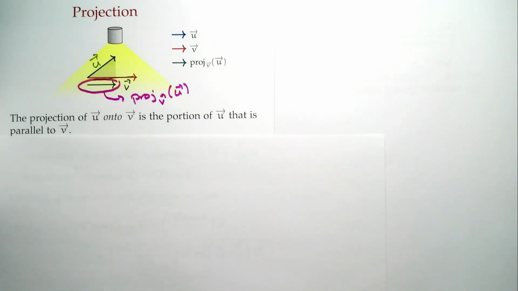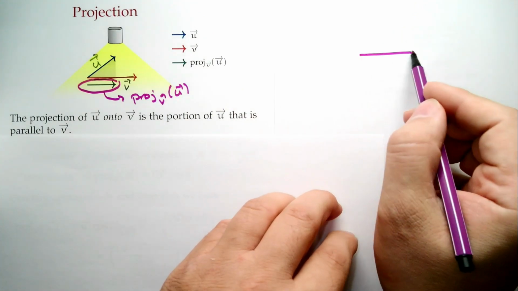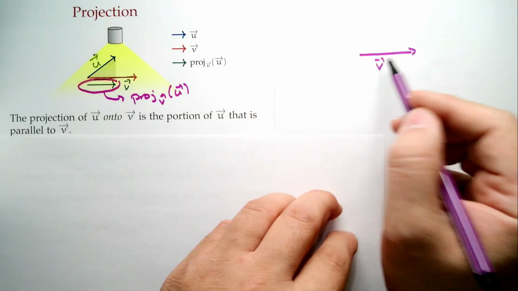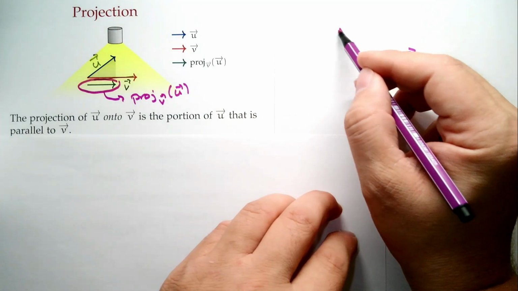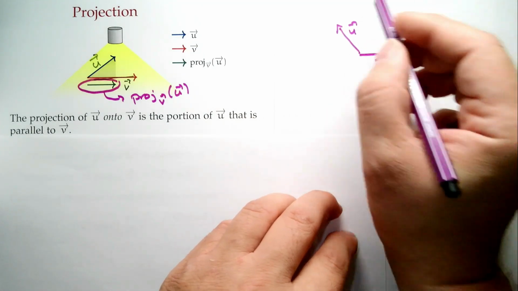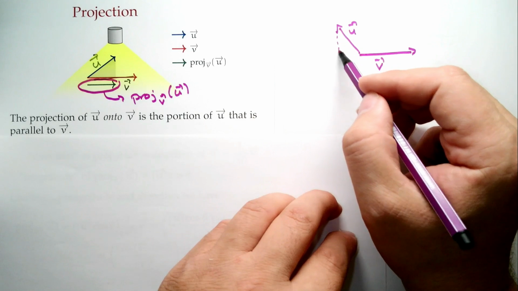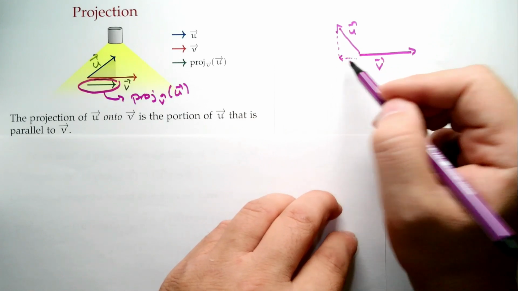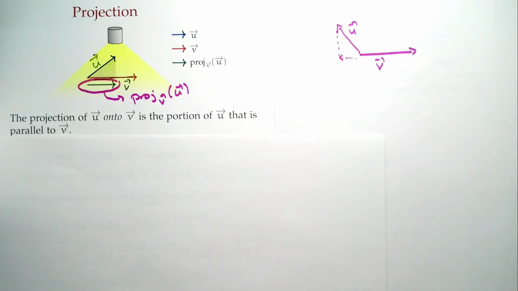Now, I oftentimes will just simplify and say how much of U points in the direction of V, but you might have a situation where here is your vector V, and over here is your vector U, and if you shine your shadow, it'll actually point sort of 180 degrees away from the direction of V. So that's why we say parallel. It could be that situation.